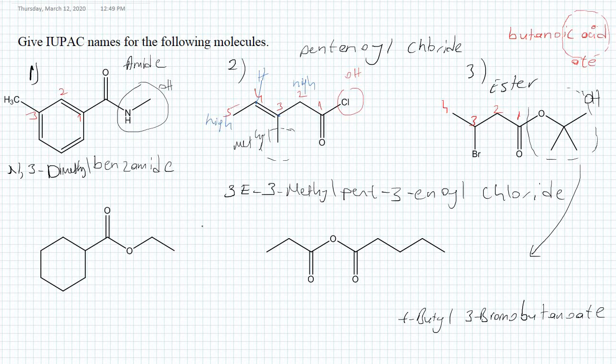Let's move to the next molecule. Let's say this is number 4. Number 4 is also an ester. So this part is the alkyl, which is ethyl. And let's look at this carbonyl part. So when we look at here, let's name this part as a carboxylic acid. This is cyclohexane carboxylic acid.